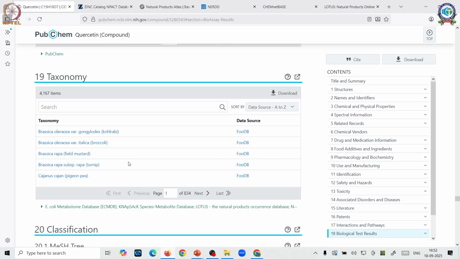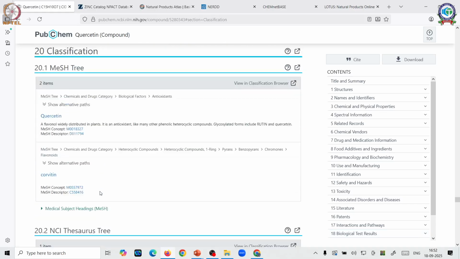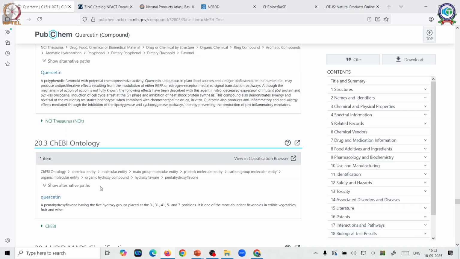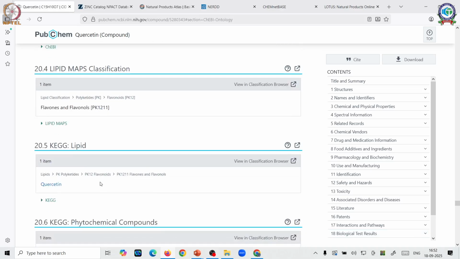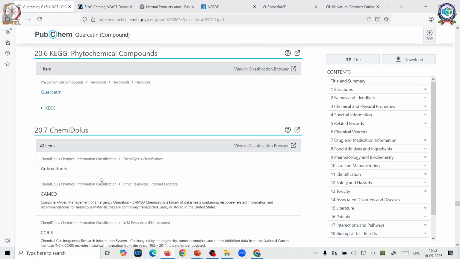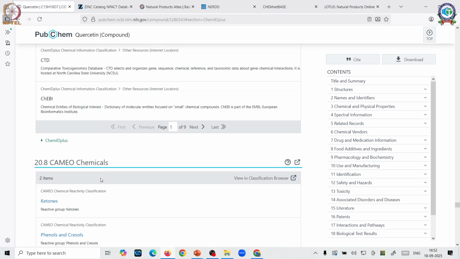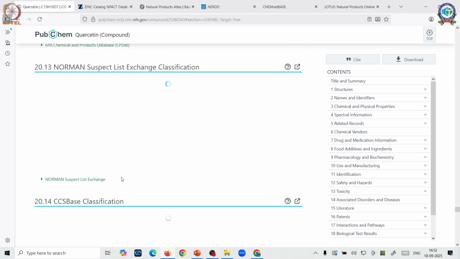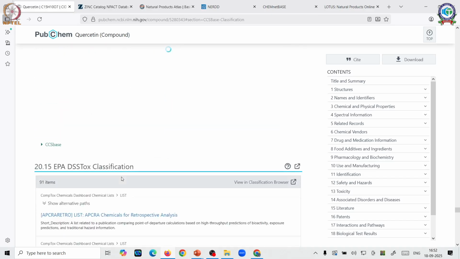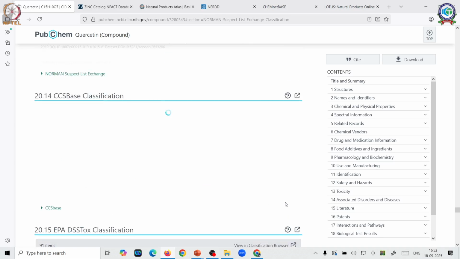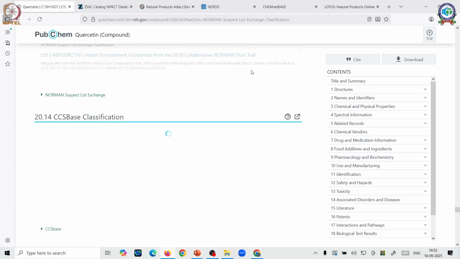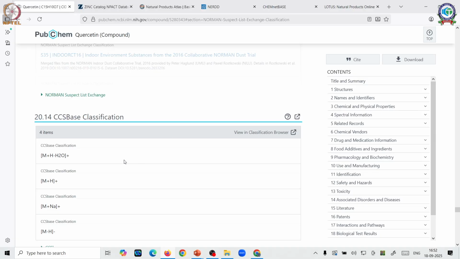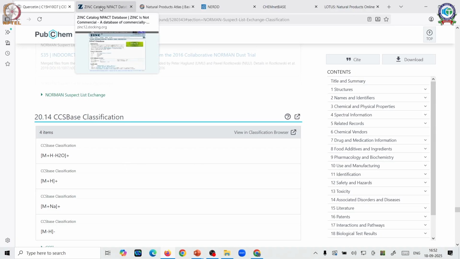Bioassays, the taxonomy, where all it occurs and what the taxonomy of that is, the MeSH terms which help you in literature, the lipid, KEGG, phytochemical compounds, KEGG. So all in all, this is a very elaborate database. Just search the compound and you will get a complete history about it. But we are not stopping here. We'll move to the next database which also has some details about it.